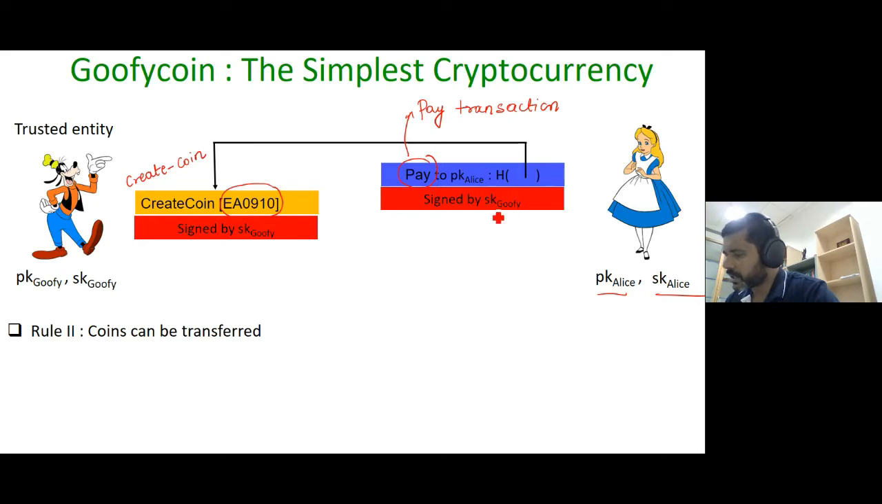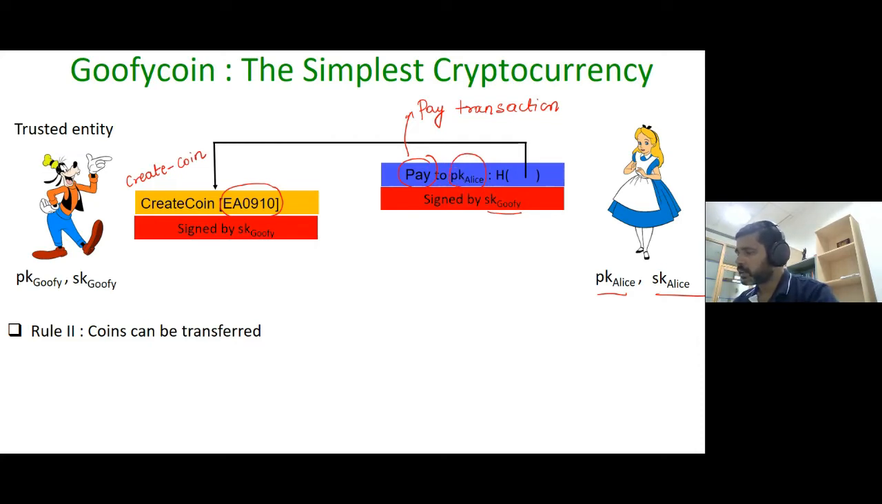So this pay transaction is generated by Goofy because right now he's the owner of the coin. So he only can sign this transaction. And he's trying to give this money, namely the coin with serial number EA0910, to the bank account of Alice. And what's the bank account of Alice? The bank account of Alice is PK Alice.